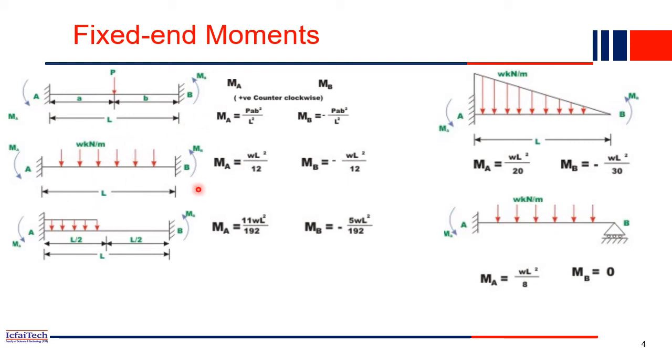If the loading condition is UDL, then how much is the fixed moment? Similarly, if the loading condition is UVL, uniformly varying load, then how much will be the fixed moment? So this chart is very much important. Please remember all the values.